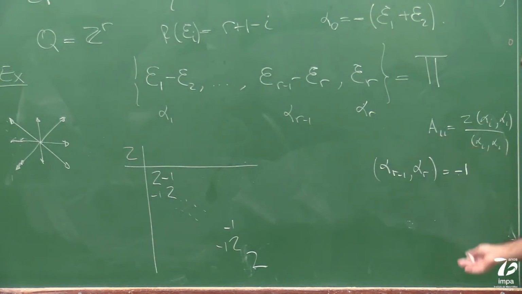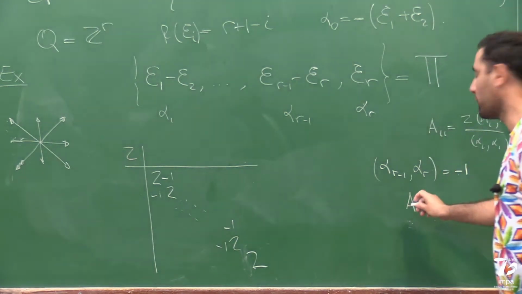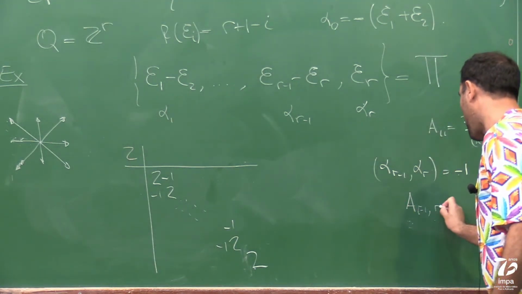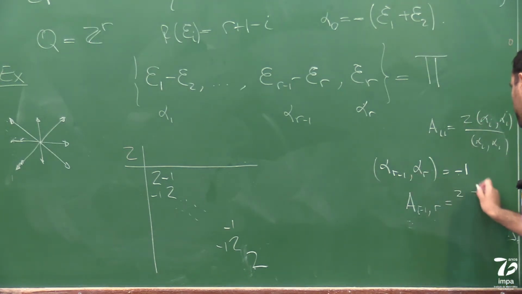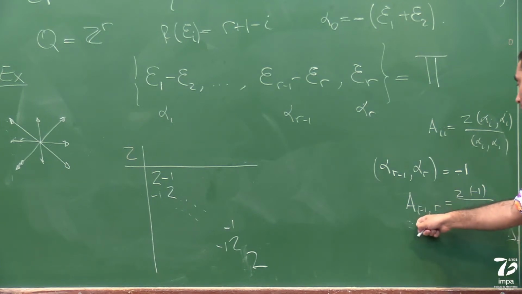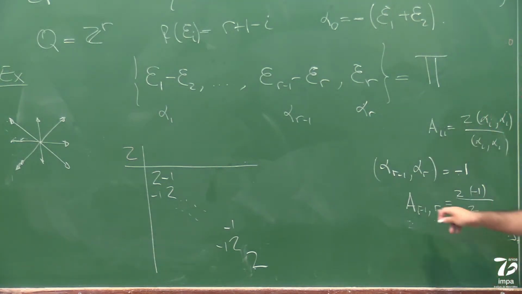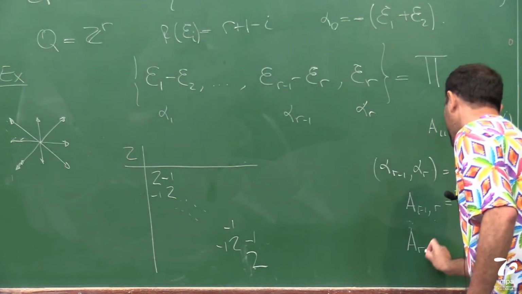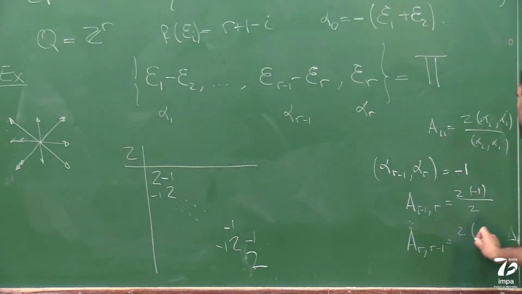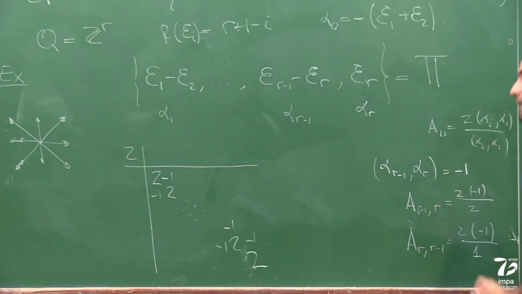Therefore, with my convention, which I still don't claim is the right convention, what we see is that A_{r-1,r} is equal to 2 times this number, which is minus 1, divided by the square length of alpha r minus 1, which is 2. So A_{r-1,r} is minus 1. But A_{r,r-1} is 2 times that same inner product, divided by the square length of alpha r, which is 1 now. So I see a minus 2.